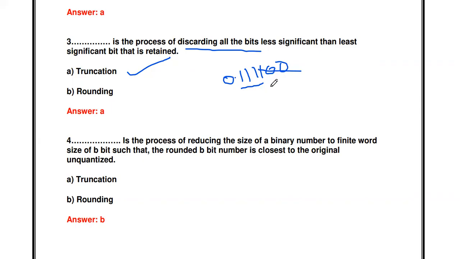Truncation means the process of discarding all bits less significant than the least significant bit that is retained. We only retain 3 bits. The remaining bits you just discard, whether it is a higher value or lower value. That process is called truncation.